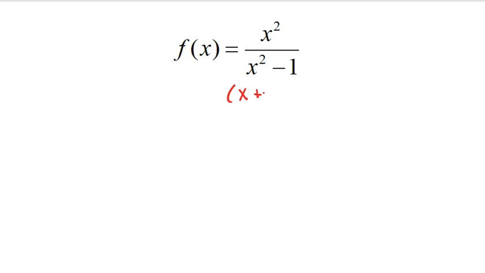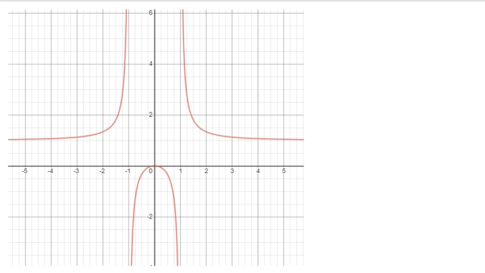We could factor that denominator, and we realize that there are two values, x equals -1 and x equals +1, that x cannot be because they make the denominator 0. And that is what produces these vertical asymptotes at -1 right here and +1. All right, so this is a crazy looking graph because we see a lot going on.